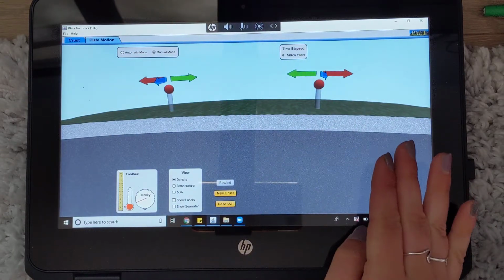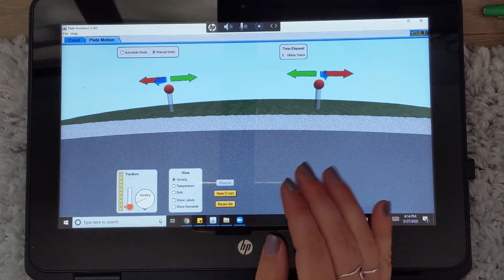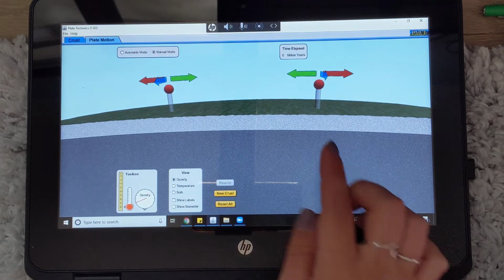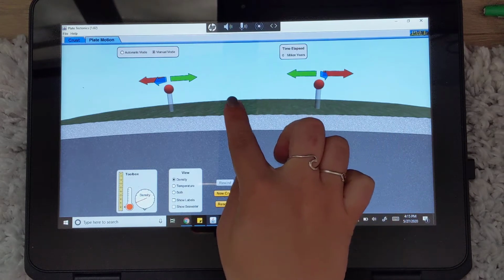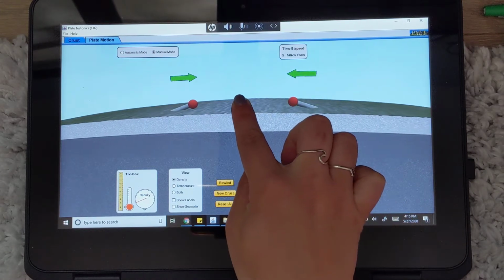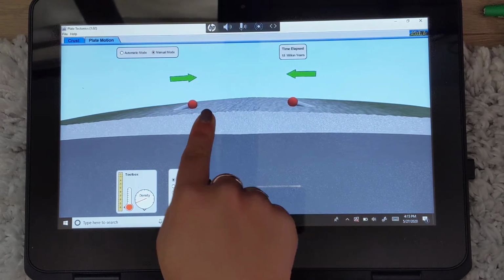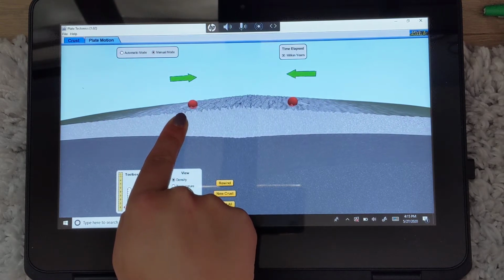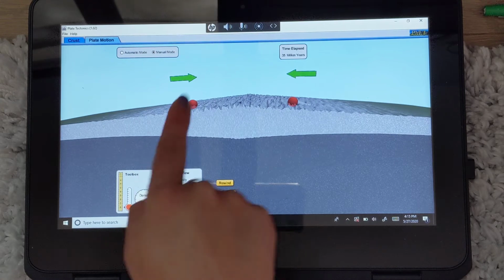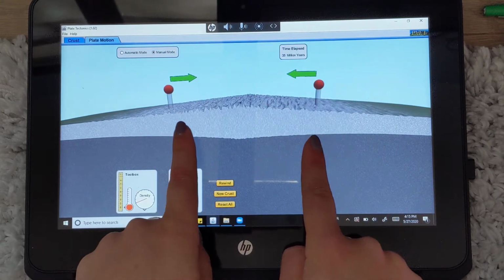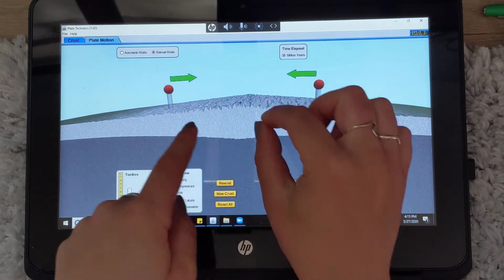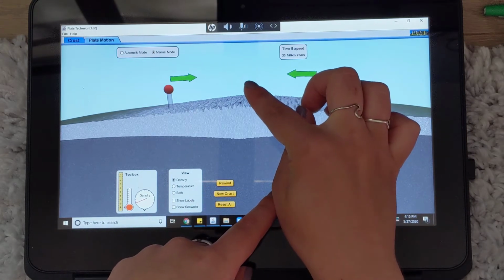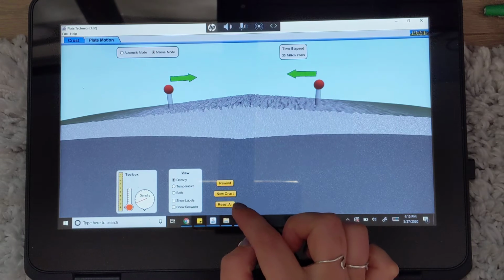So on my computer screen here, I have a simulation where I can put in different types of crusts and I can move them. So right now I have two continental crusts and I'm going to move them together. What we're going to see forming, hopefully if I can move my finger, is a mountain range. So this mountain range is forming between these two continental plates as they move together. It's going to be increasing in elevation up into the sky and also down into the mantle.